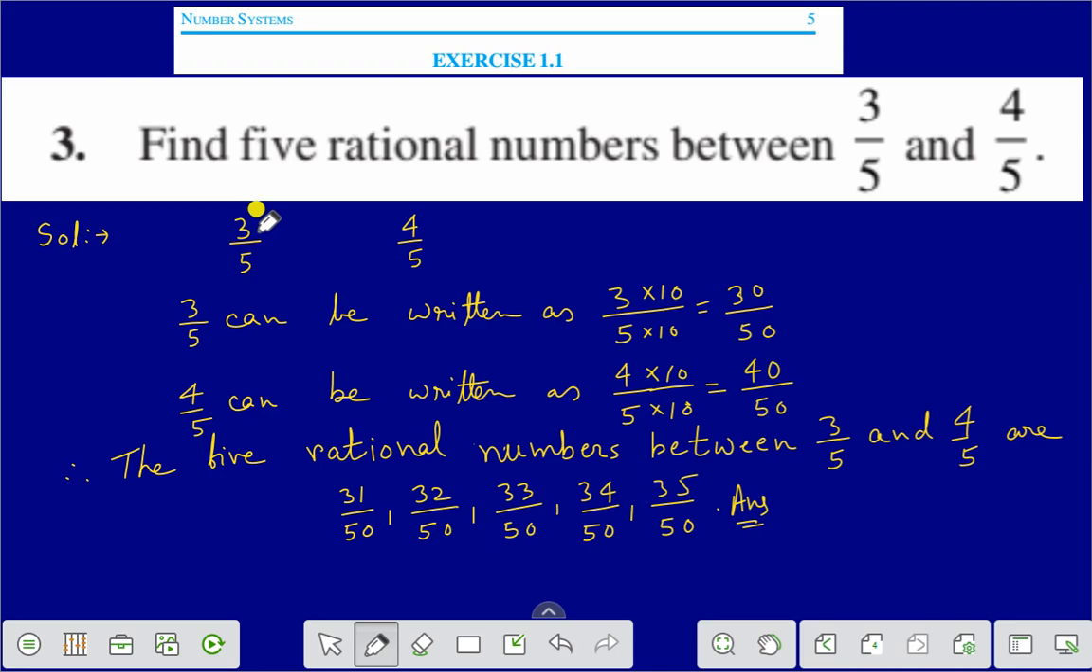Again we are repeating. Here you have to find the 5 rational numbers between 3 by 5 and 4 by 5. The number is 3 by 5. 3 by 5 can be written as 3 into 10 divided by 5 into 10, that is 30 by 50, because this is the equivalent fraction of 3 by 5. And 4 by 5 can also be written as 4 into 10 by 5 into 10, that is 40 by 50, because 40 by 50 is the equivalent fraction of 4 by 5. Therefore, the 5 rational numbers between 3 by 5 and 4 by 5 are 31 by 50, 32 by 50, 33 by 50, 34 by 50, 35 by 50.